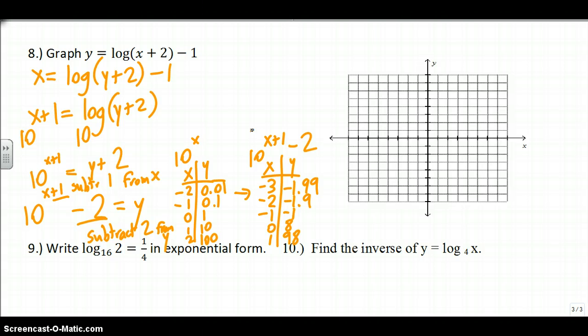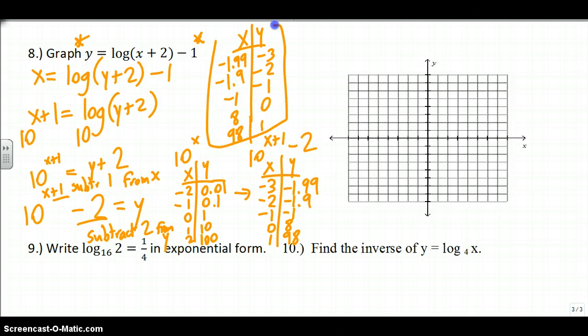But that's not what we were trying to graph. We're trying to graph this in the beginning, correct? So what do I have to do? Well, I have to undo what I did in the beginning, which the very first step was flip the x and y. So guess what the last step is? Flip the x and y! So I flip it back. So negative 1.99, negative 1.9, negative 1, 8, and 98. And then we have negative 3, negative 2, negative 1, 0, and 1. There is the t-table we're going to graph.